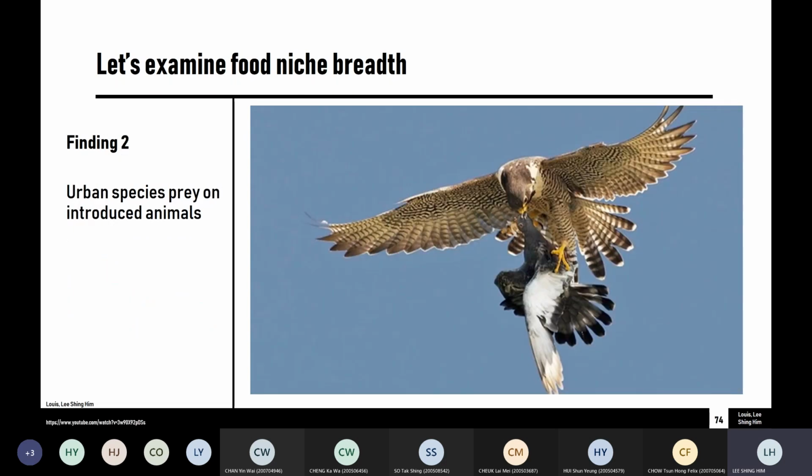And then you have another finding. It is that urban raptors tend to catch introduced animals. So what is introduced animals? An example would be this pigeon.